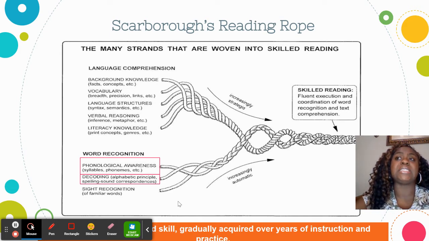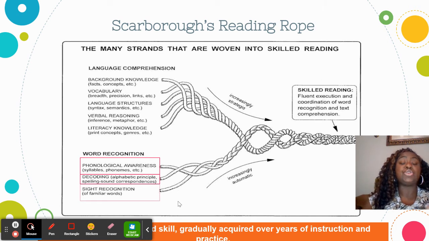The third skill is sight recognition. Students should be able to recognize a word as soon as they see the word. You would notice that when you see words, you don't have to really decode them or use the phonological awareness, because now you've done all of that and now you have the sight recognition of those words. So if you look here, you see these strands are woven together and they all work together to lay a solid foundation for word recognition.